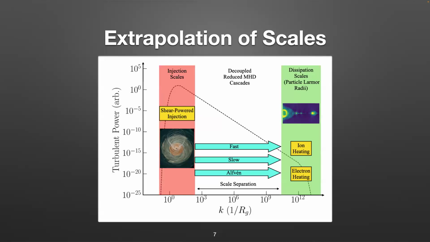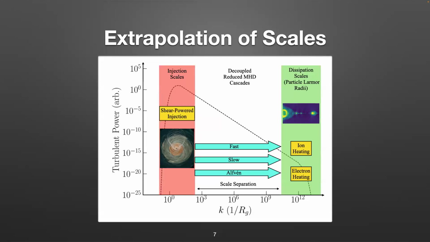So as soon as we capture the injection scales on the left and capture how shear power injection injects energy into these fast, slow, and Alfvén waves, we can take those properties, extrapolate them to the small scales, and then model the microphysics using kinetic scale simulations, model electron heating, and infer how those will lead to observational signatures.